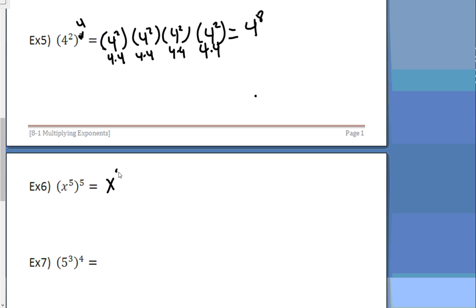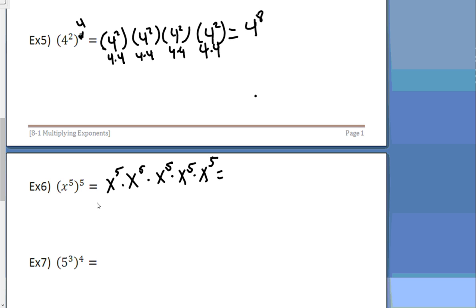I have x to the 5th times x to the 5th times x to the 5th times x to the 5th times x to the 5th. Why do I have that? Okay, here's the deal. I have 5 groups of this. So 1, 2, 3, 4, 5 represents the power of 5 there. I hope that makes sense to you. So what is this basically saying? I have 5 groups of x to the 5th, 1, 2, 3, 4, 5 that I'm multiplying, right?